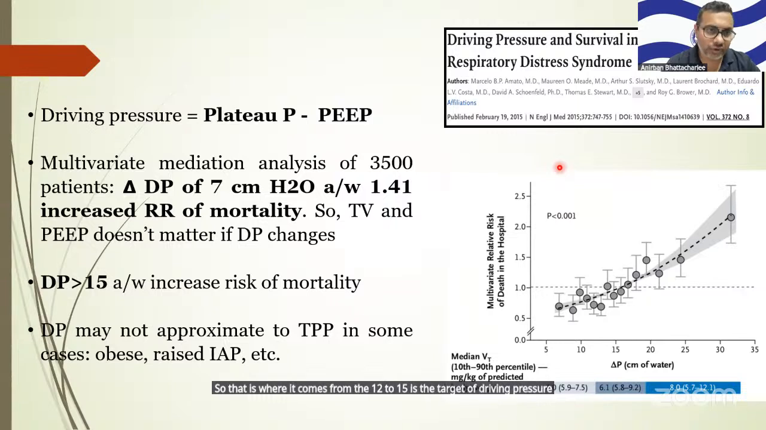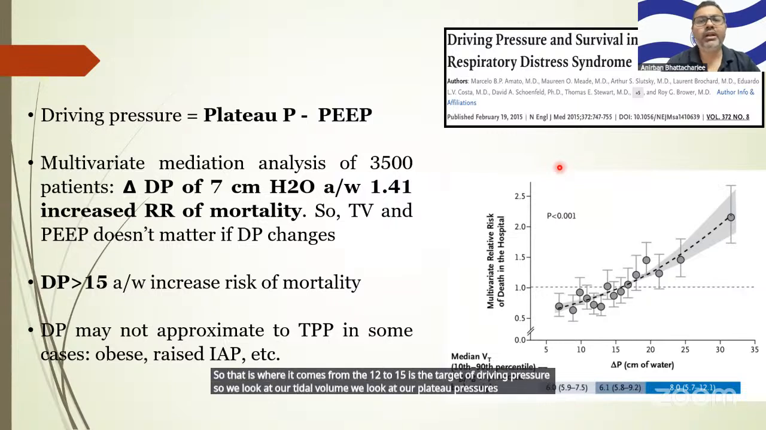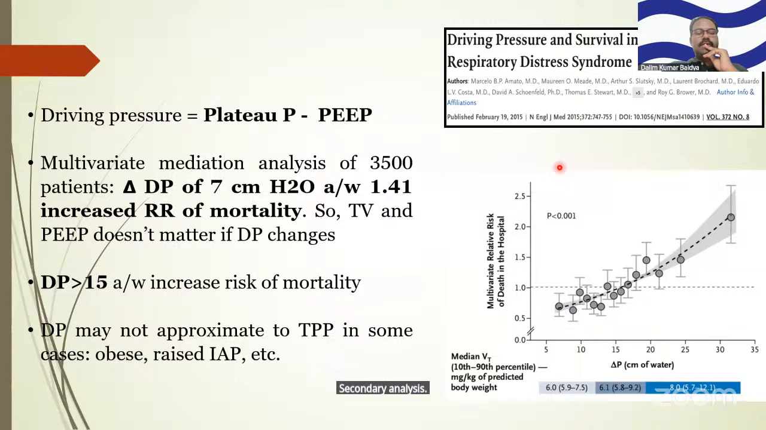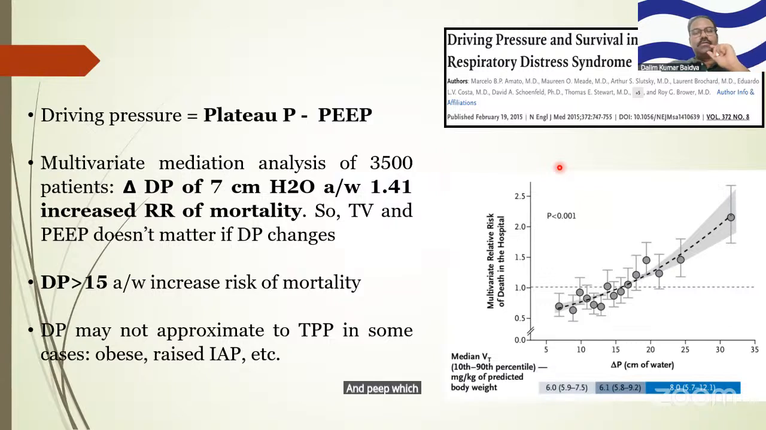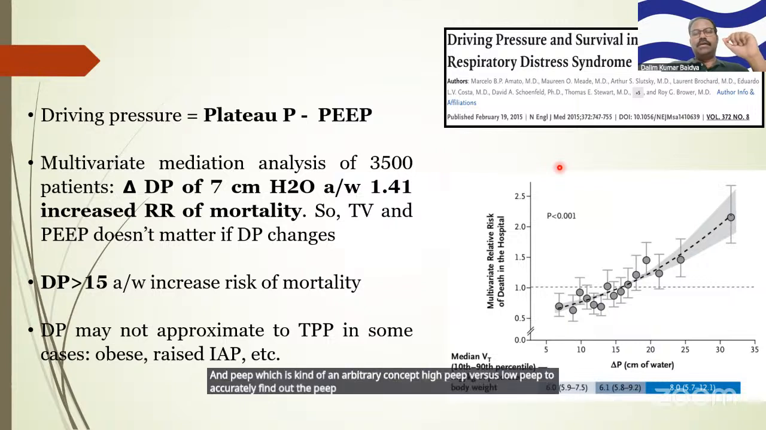So we look at our tidal volume, we look at our plateau pressures, and we also look at our driving pressures after the publication of this secondary analysis. Yes, absolutely. So the message is that irrespective of the tidal volume and the PEEP setup, driving pressure individually can be linked to adverse outcome in terms of mortality. So always we should measure the driving pressure of the patient and titrate our PEEP and tidal volume accordingly. We try to limit our tidal volume to 6, or if required, in the face of a higher driving pressure, we can go down further in the tidal volume. And PEEP, which is kind of an arbitrary concept, high PEEP versus low PEEP, driving pressure can be a good guide to accurately find out the PEEP.